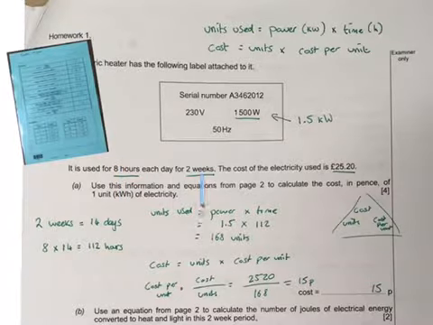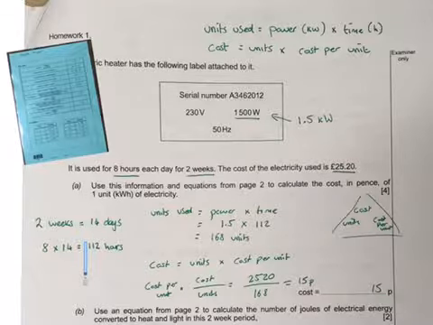so 8 hours in 2 weeks. So every day for 8 hours for 2 weeks. So in 2 weeks, there's 14 days. So that's why I've times 8 by 14 to give me 112 hours, first of all. Okay, so I've got my hours there now.